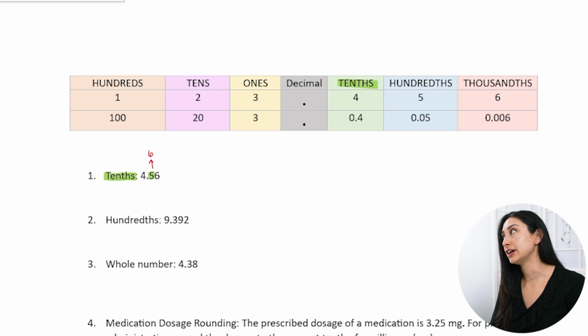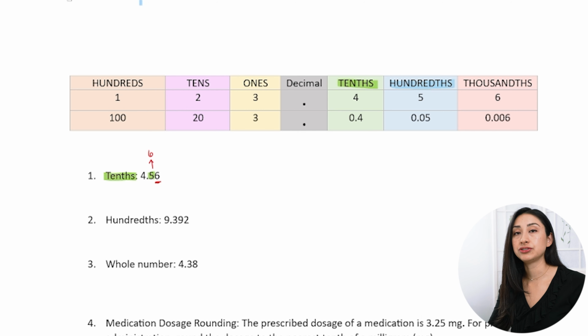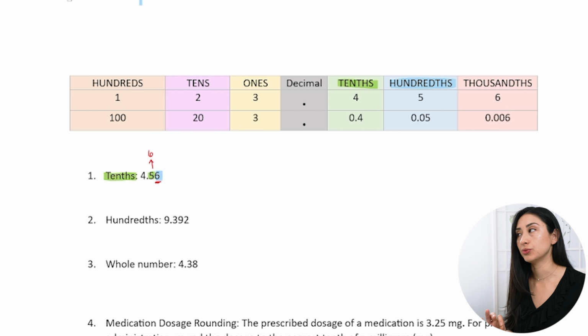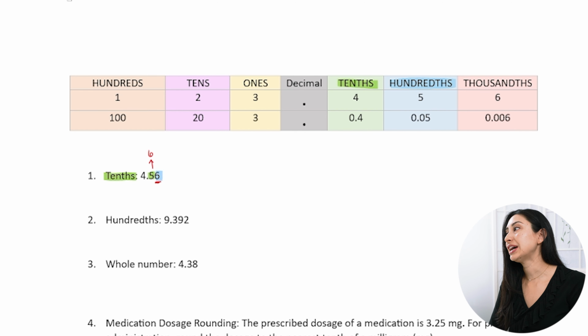Well, I have to look now at the number directly to the right of the number that I am trying to round to. Remember, they said they want us to round to the tenths. So what number is directly to the right of the tenths? Well, the hundredths is directly to the right of the tenths. And in this example, 4.56, the 6 is the number directly to the right. So that 6 is going to tell me whether I'm going to round up, change that 5 to a 6, or I'm going to round down, meaning that 5 is going to stay as a 5.